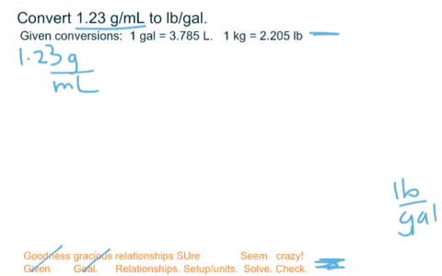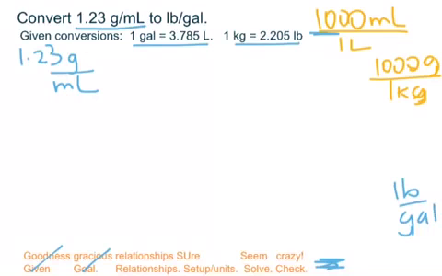Next, I've got some relationships here, two that are given, and then I'm going to have some metric to metric ones. So I see here some milliliters and liters, and also some grams and kilograms. So I'm just going to write those relationships down as well. So I've got those other two metric to metric conversions over on the side. So that takes care of relationships.